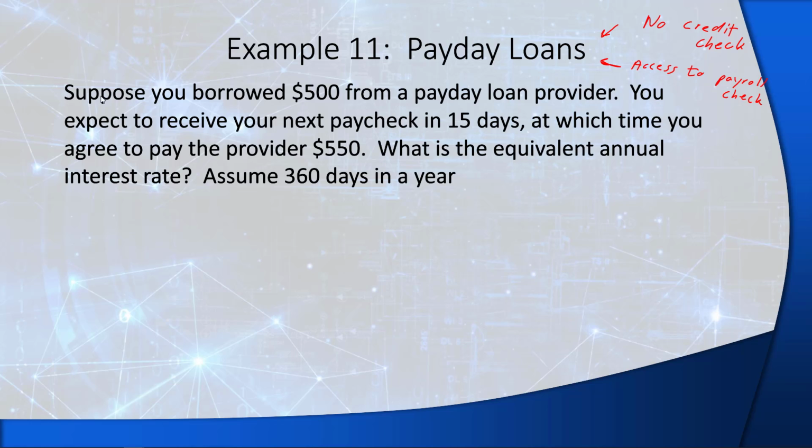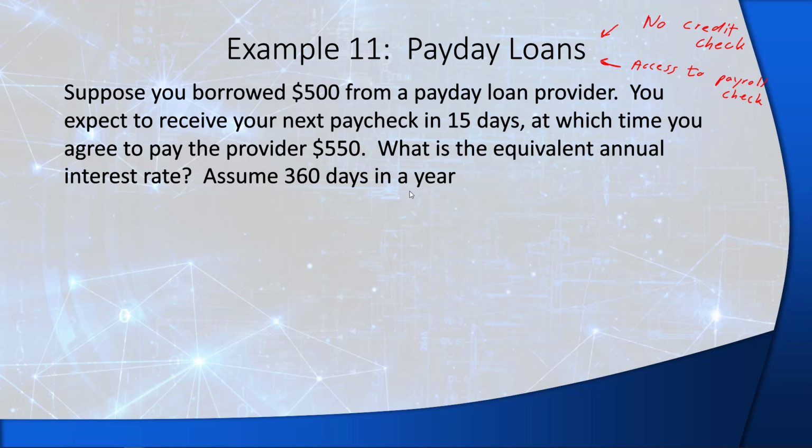And the way this will work is as follows. Suppose that you actually need some money now and you need it fast. You can borrow $500 from a payday loan provider. Now, if you expect to receive your paycheck in, say, 2 weeks, or in this case, 15 days, at that time, you will agree to pay the provider $550. And the question is, well, what is the annual interest rate?